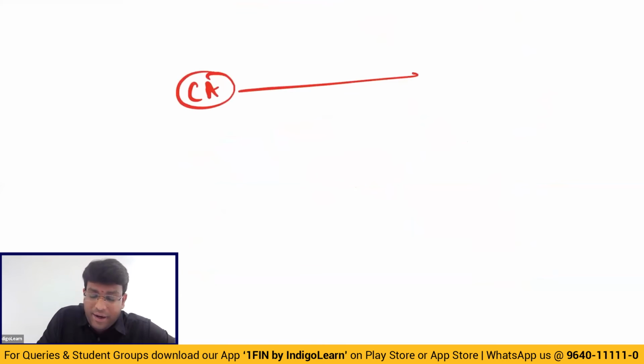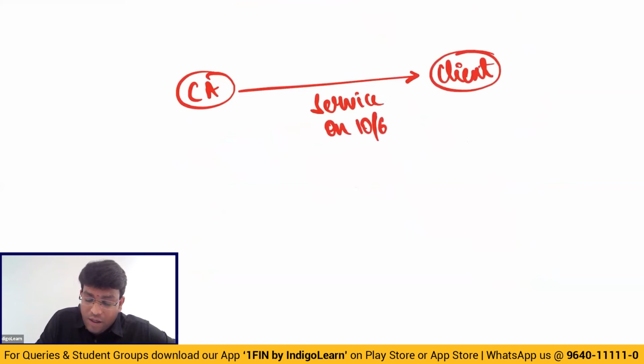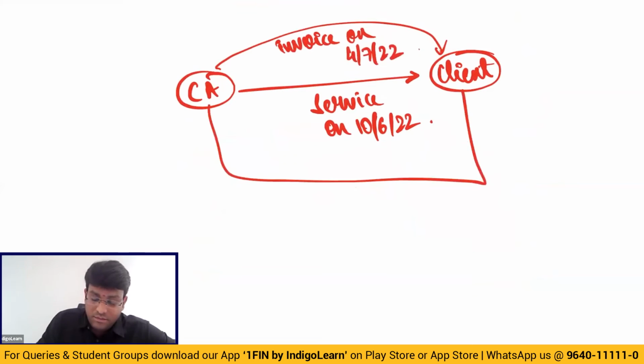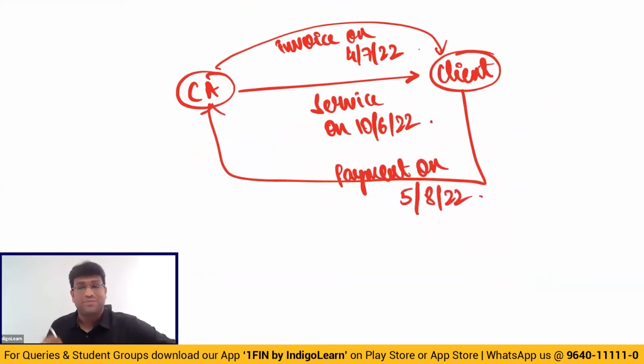Imagine a chartered accountant has given service to client. Service is given on 10/6/22. And CA has given invoice on 4/7/22. Client has made payment on 5/8/22. So in this particular example, my dear friends, please tell me what will become the time of supply. Come on, what will become time of supply?